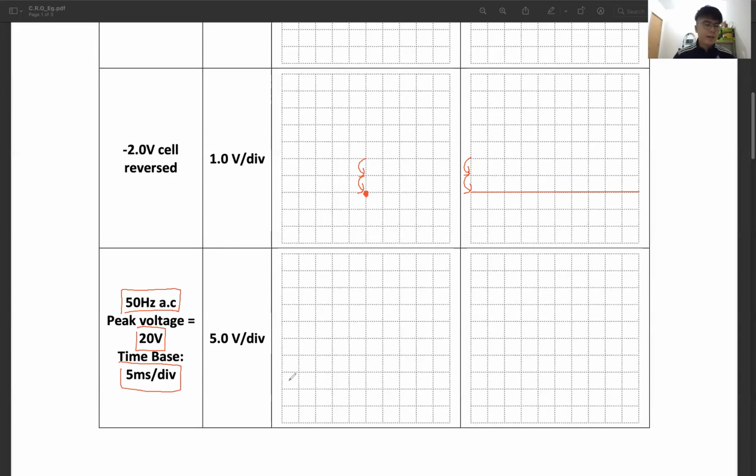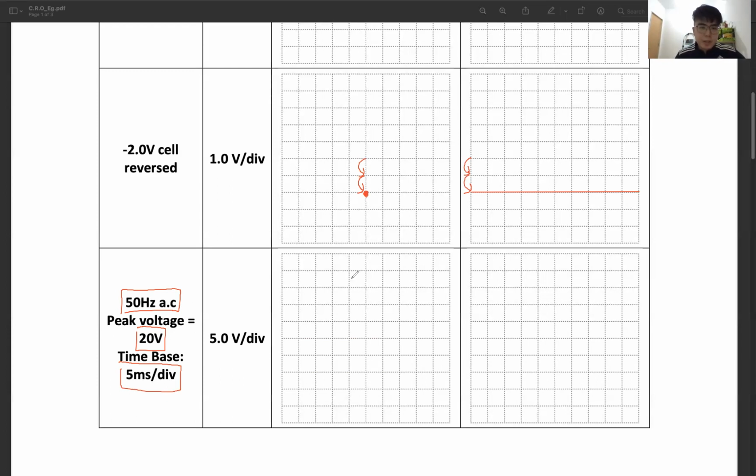First, we draw without the time base. If no time base, how does it look? Vertical, right? So you only connect the Y plate with the AC, so it goes up, down, but there's no left, right. So no time base. This will be vertical. And if you use gain is 5 volt per division, what is the peak voltage?